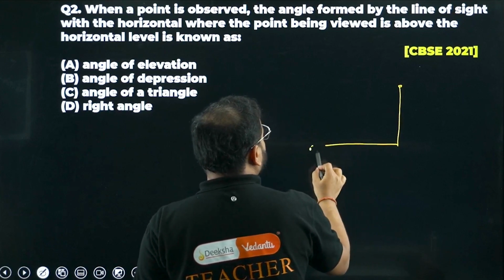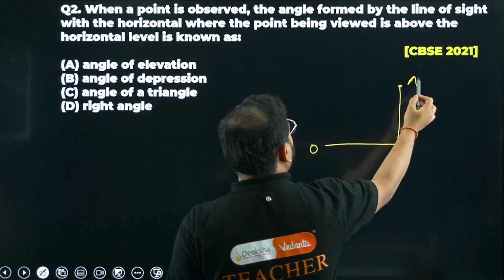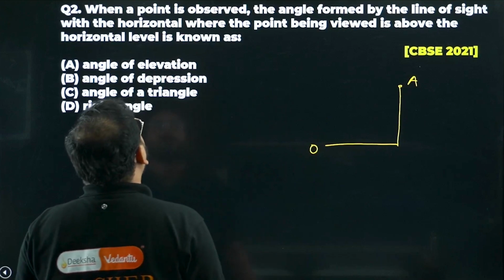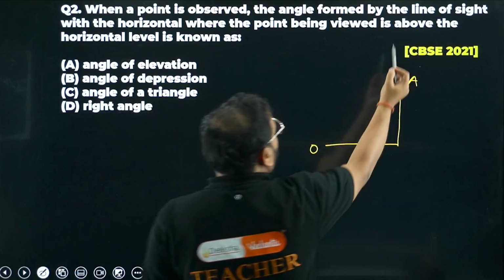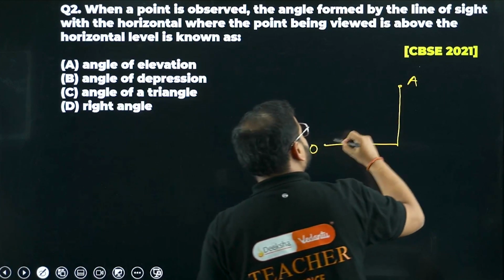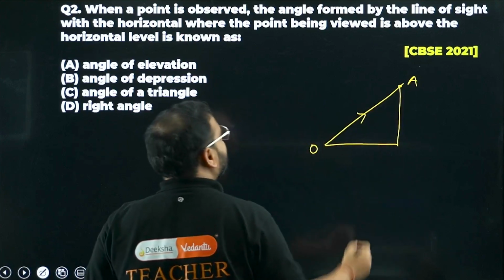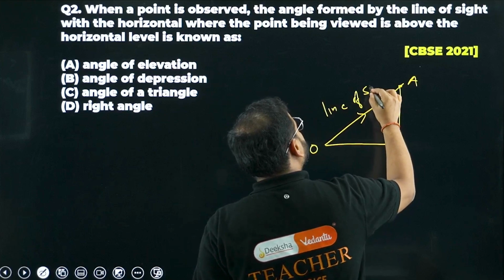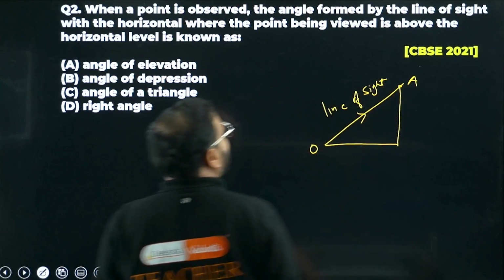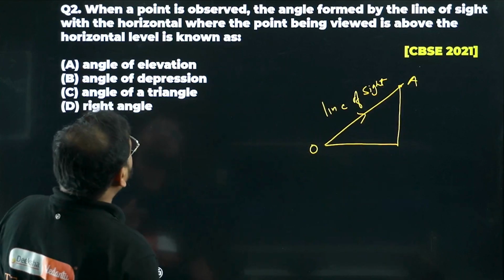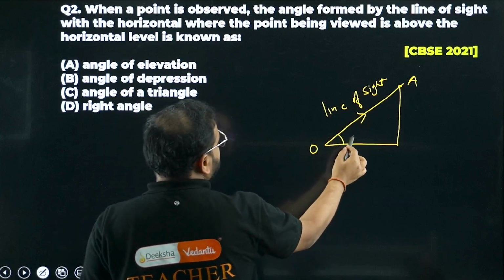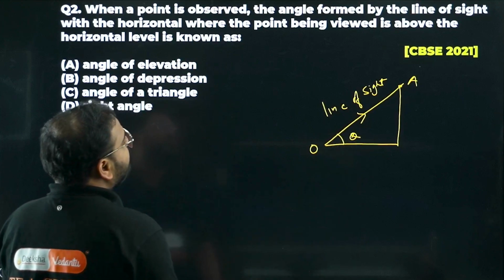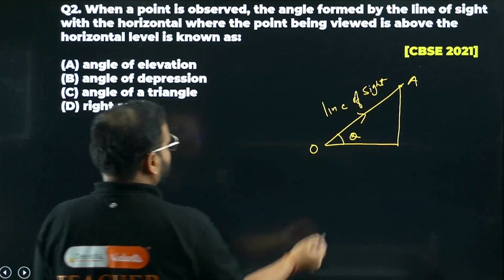We are observing from here, let's call the point O, and the point we are observing is point A. With the horizontal, the angle of the line of sight will be this. This line of sight, what is this called? Line of sight. So the angle with the horizontal, this angle, let's call it theta, being viewed above the horizontal level, means like this.